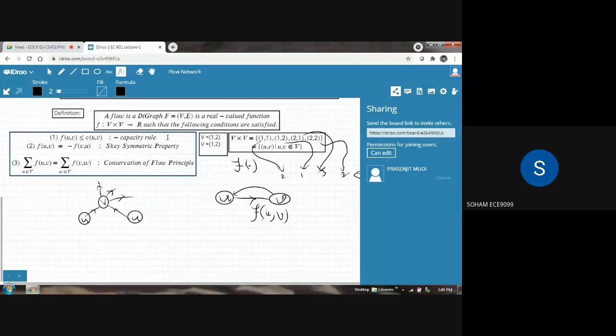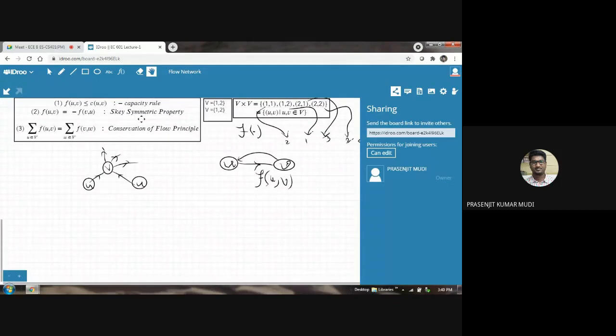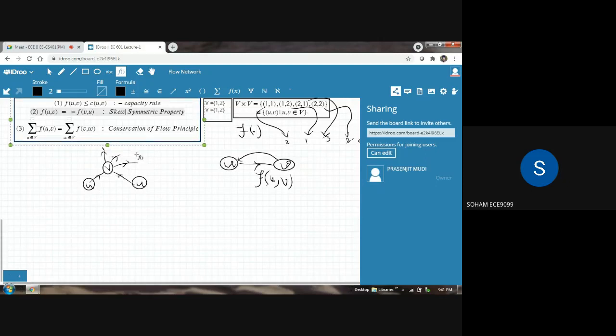Sir, the name of this property is skew symmetric property. Skew symmetry. Symmetry is something like f of u comma v equal to f of v comma u, not minus. Okay, sir. Oh, the spelling is wrong. Sir, it should be W. Okay.